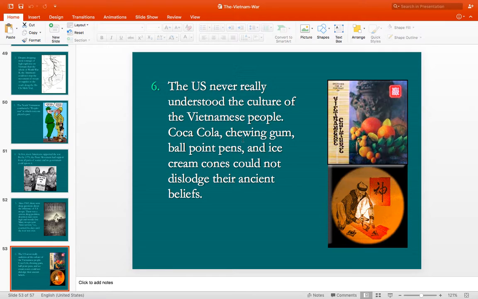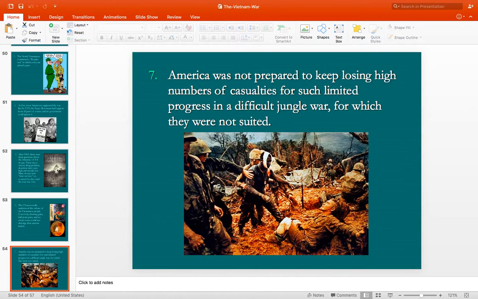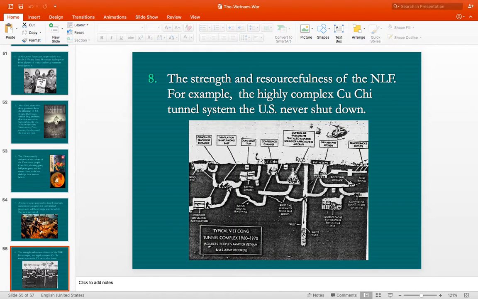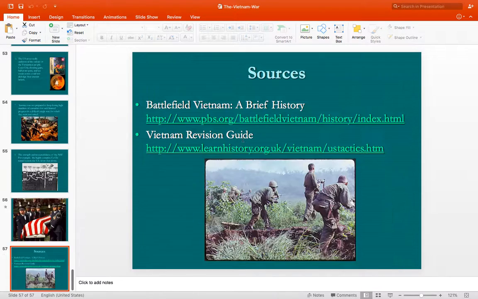Another reason that the U.S. may have lost this war is that the U.S. never really understood anything about Vietnamese people. They never took the time to learn about their history, their culture, and we had a certain amount of cultural arrogance about ourselves and them. Another explanation, America was not prepared to keep losing high numbers of casualties. Again, we were not prepared for jungle warfare, which is what we were fighting. Of course, the strength of the tunnel system, these massive casualties.